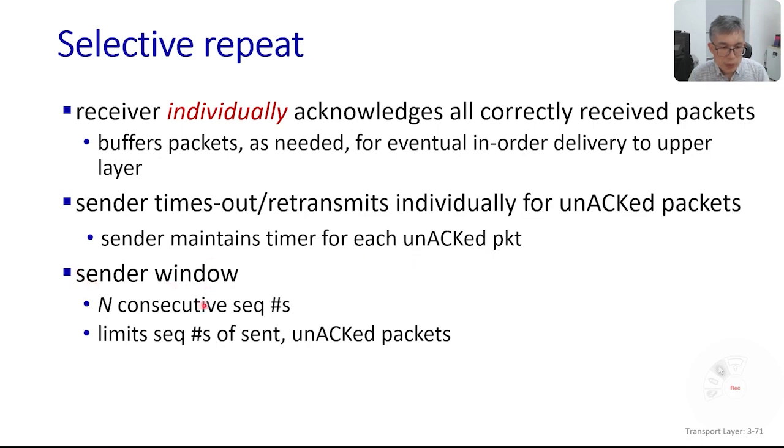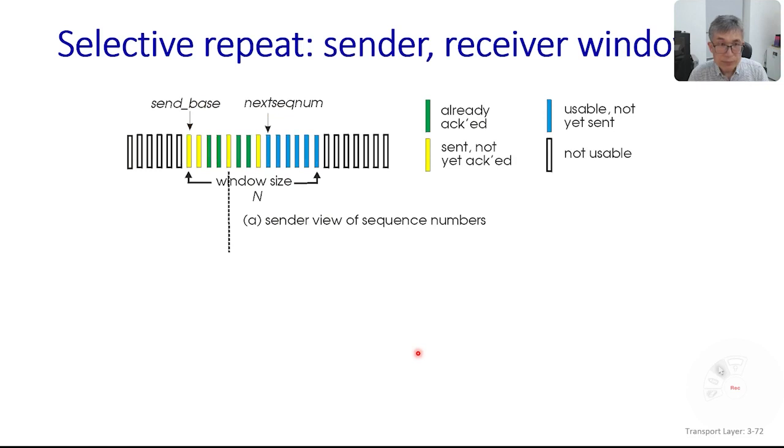The sender maintains a timer for each unacknowledged packet. The sender window covers consecutive sequence numbers, and it limits the sequence numbers of sent unacknowledged packets. This figure shows a sender view of sequence numbers. At the leftmost, this one is transmitted but not yet acknowledged. This is the sender base. And the yellow one is already acknowledged, okay? Next sequence number case, waiting for data from the upper layer.